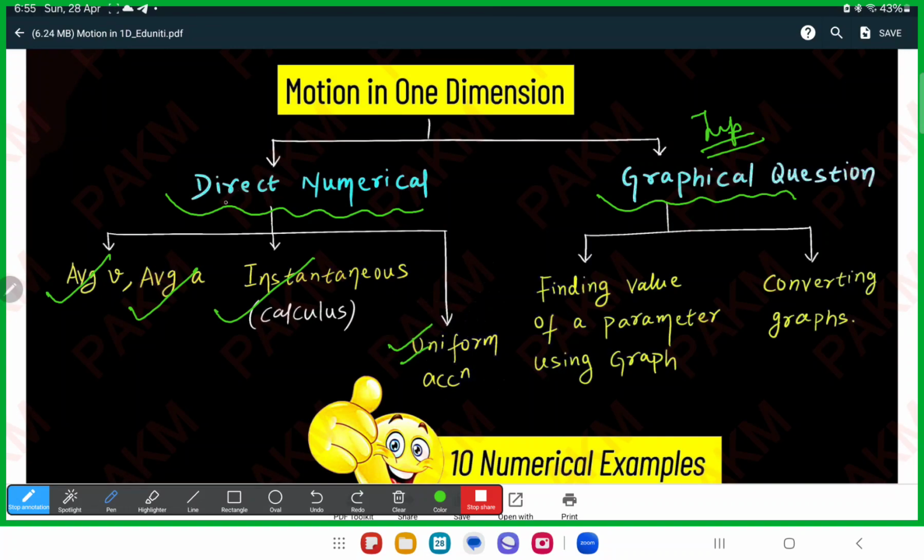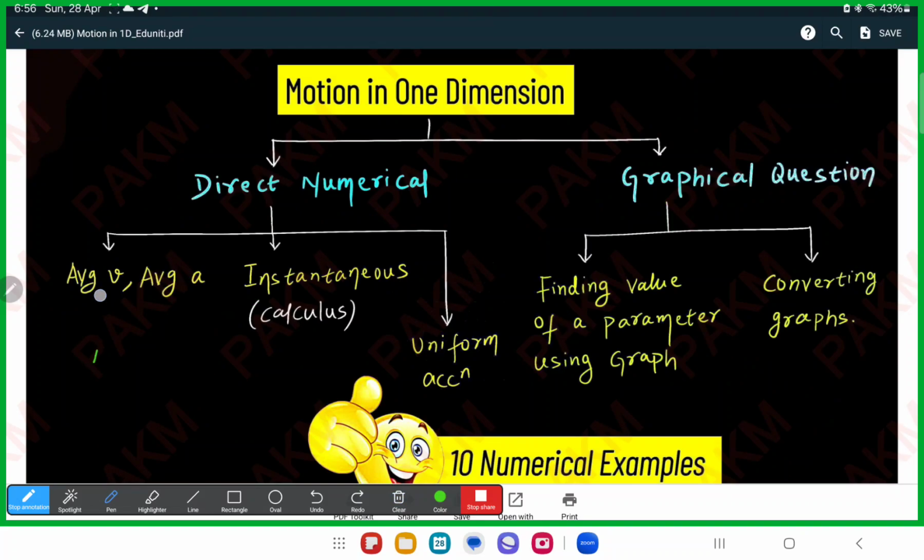These four topics will come as direct numerical type, so please note those points and rehearse this area. The graphical questions involve finding the value of a parameter using a graph, and converting graphs. Someday they may ask you to convert a VT graph into an AT graph, or convert an XT graph. These are the conversions that we will see.